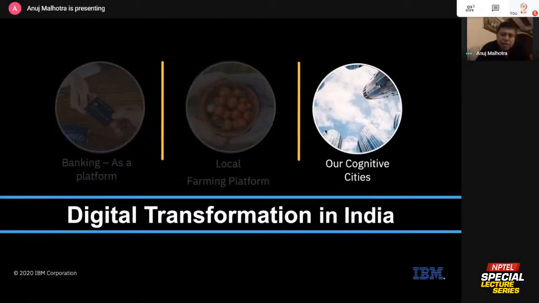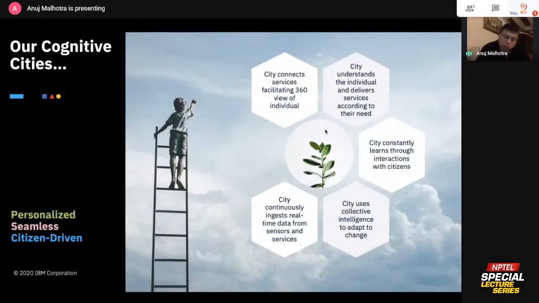And lastly, cognitive cities, right? The Prime Minister talked about 100 plus smart cities, right? How smart are the smart cities, right? And it's a question of what you can do. And this is now no news. I think the catch is this, right?